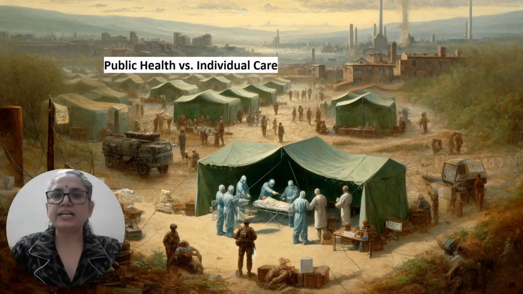Next ethical dilemma is public health versus individual care. Balancing the needs of individual patients with broader public health goals can be particularly challenging in conflict zones. For example, isolating infectious disease patients to prevent outbreaks may conflict with their need for comprehensive care. Public health ethics often emphasizes the greatest good for the greatest number, but this can sometimes result in reduced individual patient care and potential violation of individual rights.